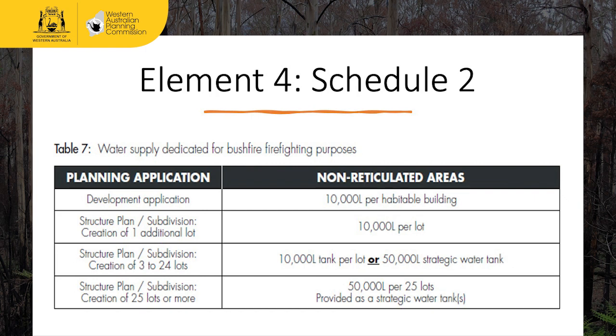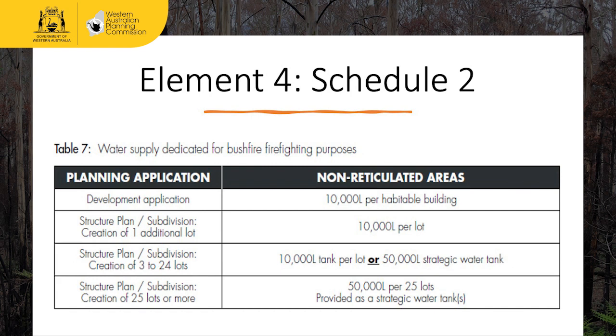Where a structure plan or subdivision proposes to create between 3 to 24 lots, it is optional as to whether each lot is provided with a 10,000 litre water tank or if the subdivision proposes one 50,000 litre strategic water tank instead. It is recommended that the option to install 10,000 litre water tanks on each lot in lieu of a 50,000 litre water tank only occurs when it can be ensured that a development application will be required. If 25 or more lots are proposed, then it is recommended that strategic water tanks be provided.